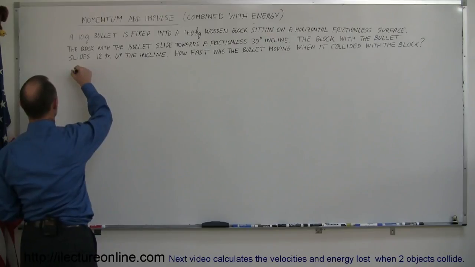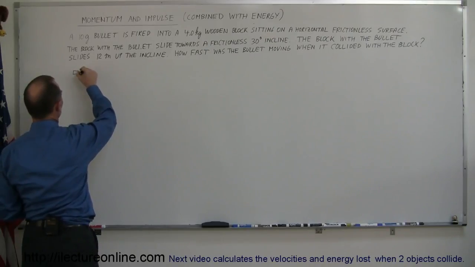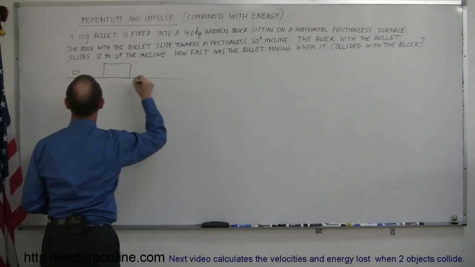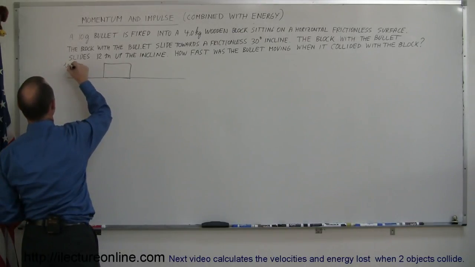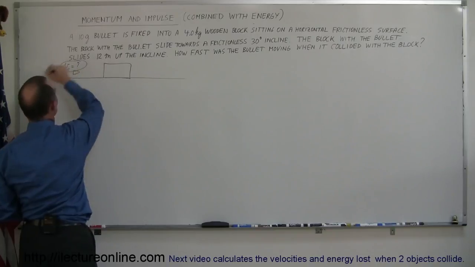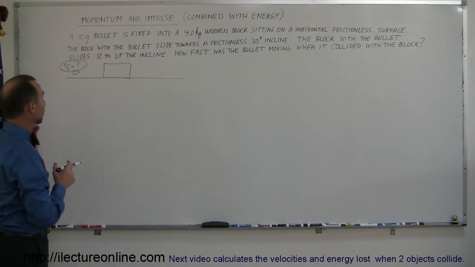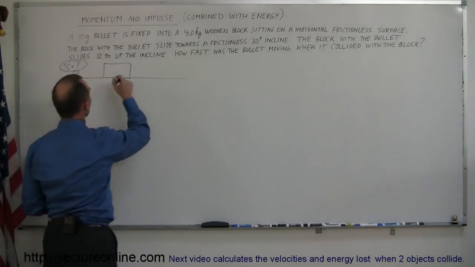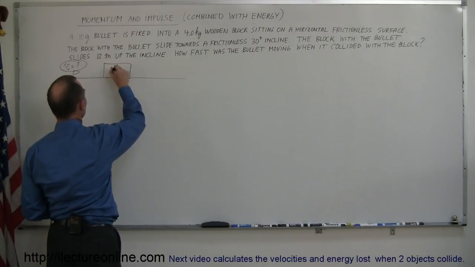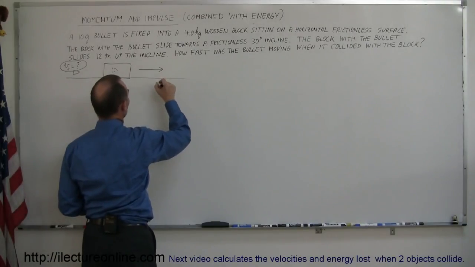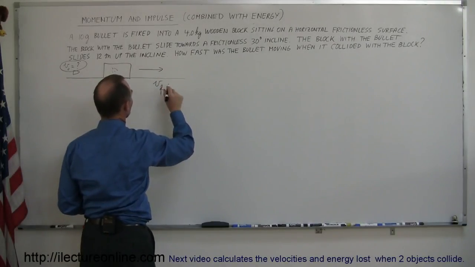I have a bullet that is fired into a wooden block that's sitting on a frictionless surface. The initial velocity of the bullet is what we're looking for. We don't know what it is, and that's what the question asks. How fast was the bullet moving? The bullet gets fired into the block and stays stuck in the block. Then the bullet and the block together will slide to the right with some V final after the collision.